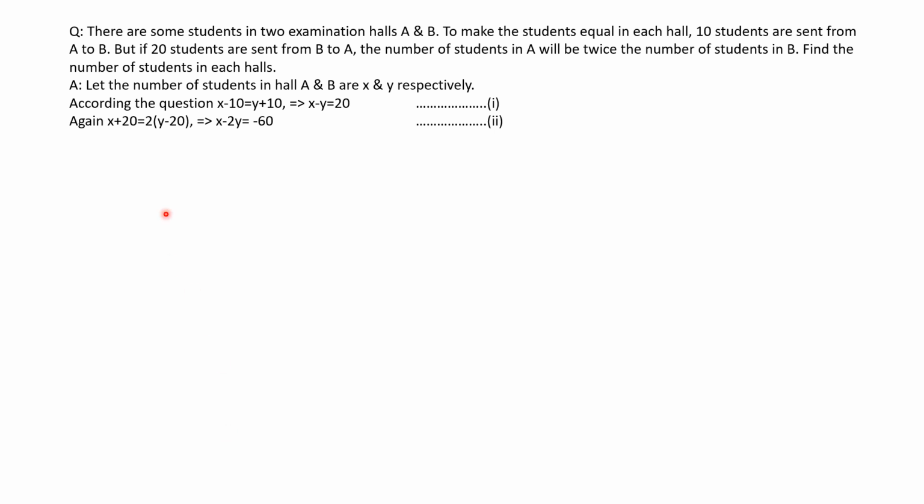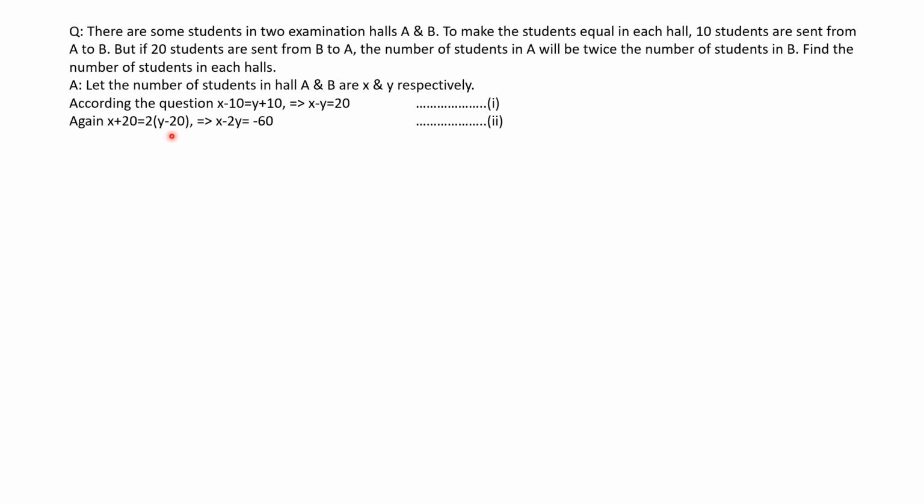Because as per the second statement, if 20 students are sent from B to A, the strength of the students in B is y, so it is y minus 20, and as 20 students have come from B to A, 20 has been added over here: x plus 20. Now it states that if 20 students are sent from B to A, the number of students in A would be twice the number of students in B. So x plus 20 is the number of students in A and y minus 20 is the number of students in B.